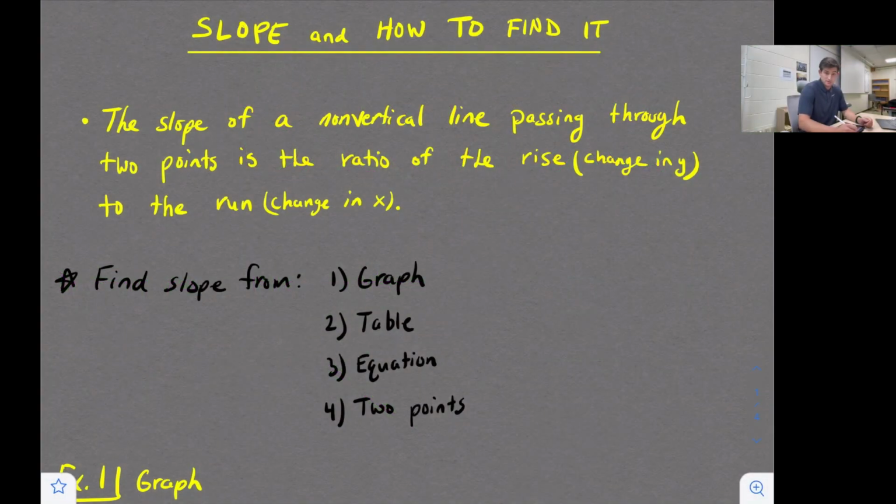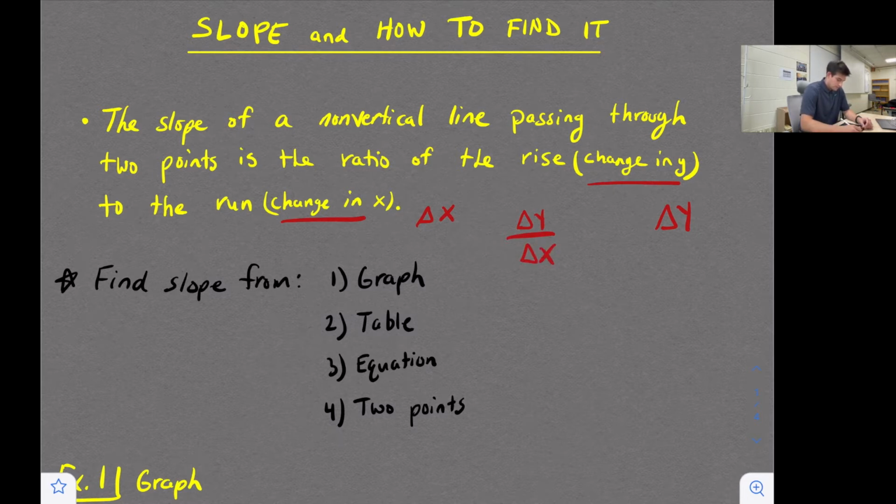In this video, we're going to talk about slope and how to find it. The slope of a non-vertical line passing through 2 points is the ratio of the rise, which we call the change in y, the change in the y coordinates. Sometimes you'll see that represented with a triangle, that's delta y, to the run, or the change in x. So once again, delta x. So you might see this as change in y over change in x, okay?